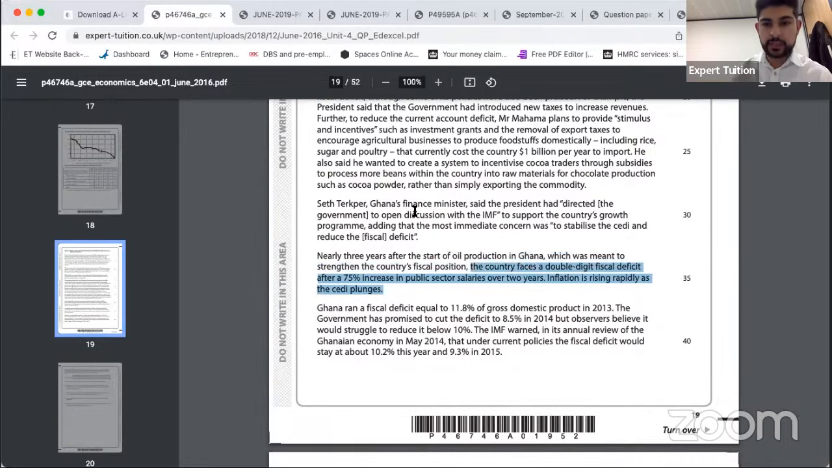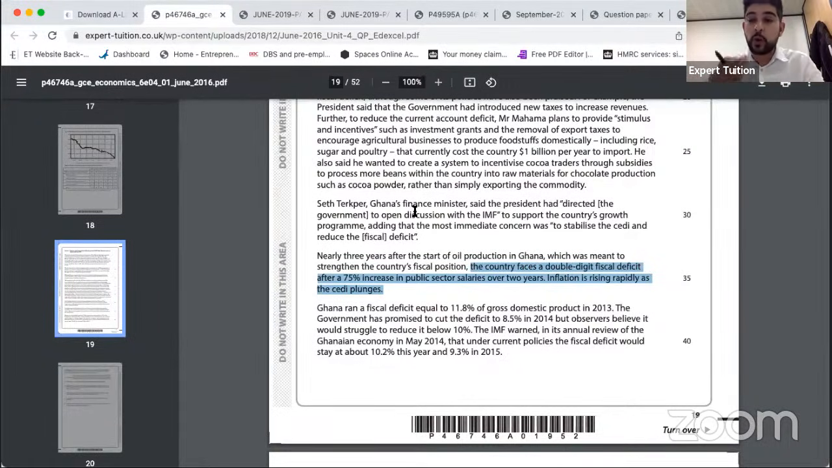Right. It says the country faces a double-digit fiscal deficit after a 75% increase in public sector salaries over 2 years. Okay, think about what that does. If people in Ghana have a 75% increase in their public sector salaries, do you agree they'll buy more domestically? That doesn't do anything directly to the exchange rate.